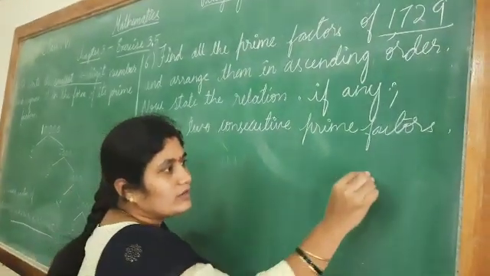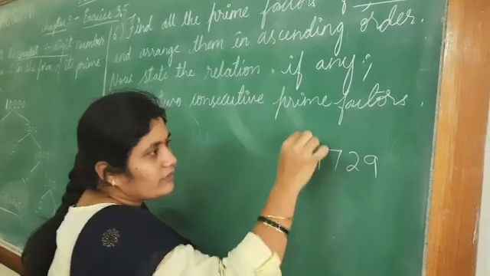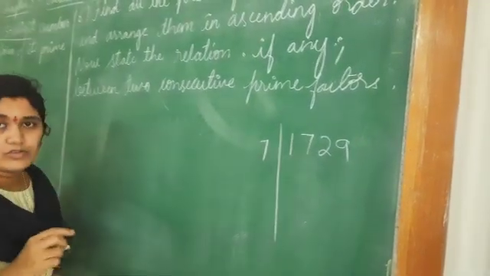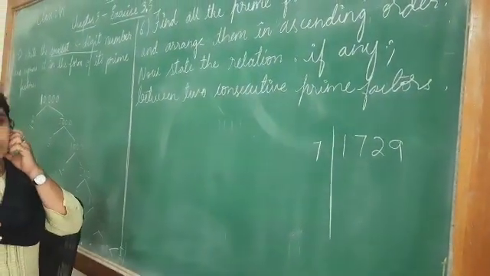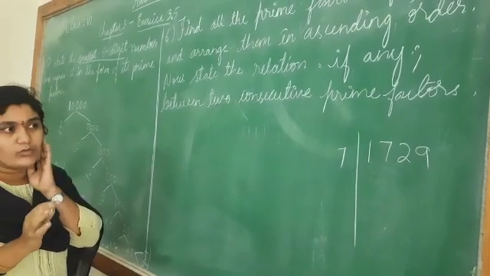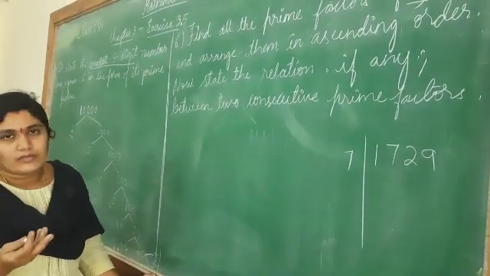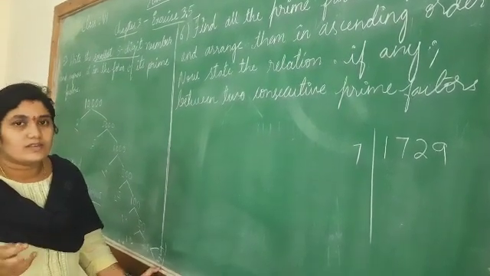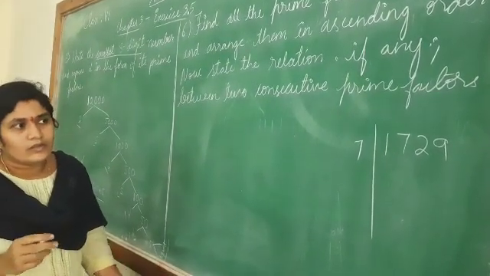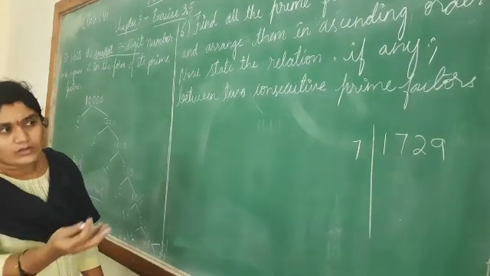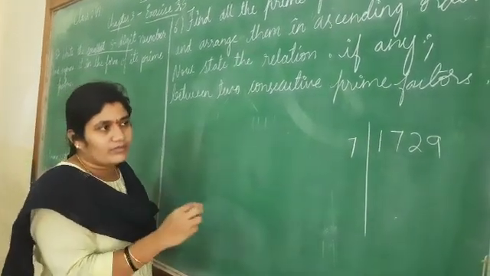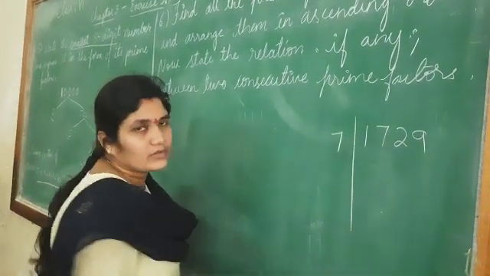First, divide 1729 by 7. Why should we take 7? Because you can divide by 3 also, and you cannot take 2 and 5 because we all know the divisibility rule. If the last number is even, we can go for 2. If the last number is 0 or 5, we can go for 5. Obviously 3 also, if you want, you can divide and check this number with 3.